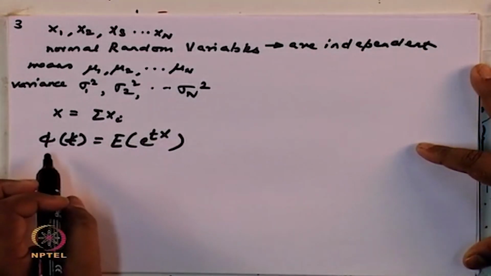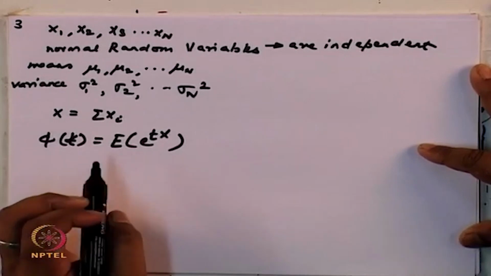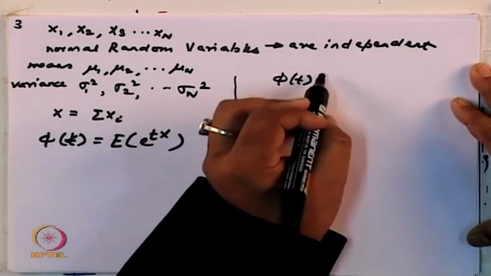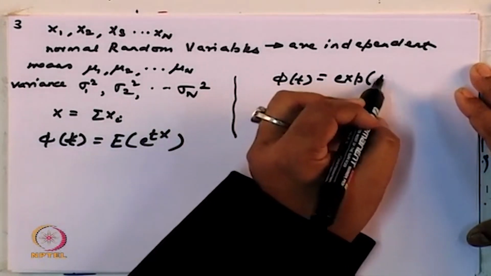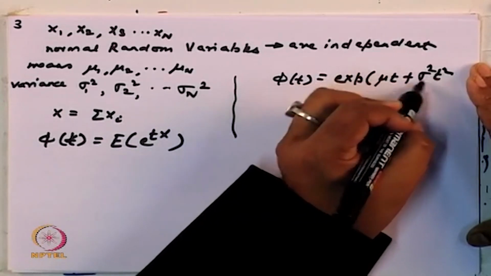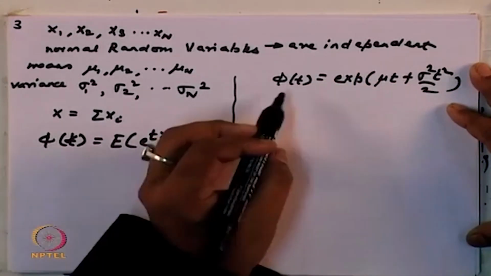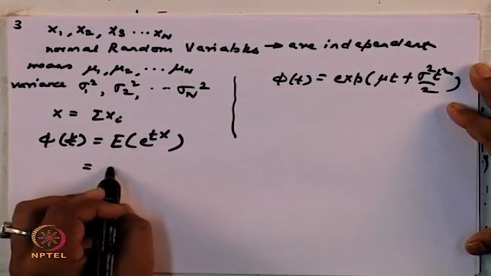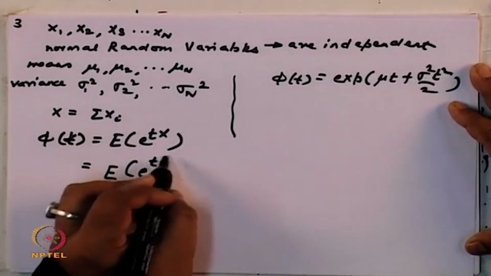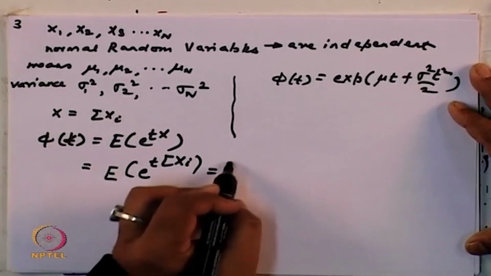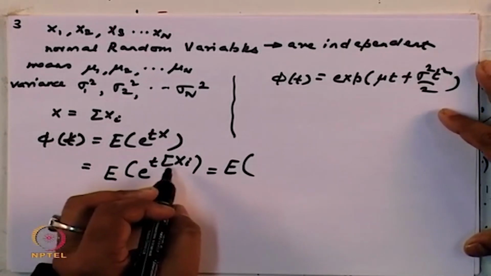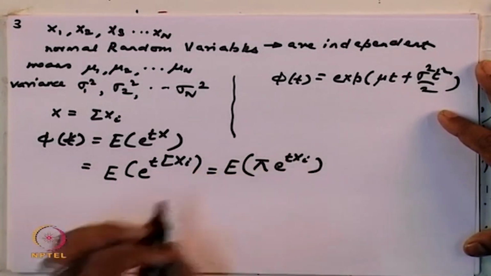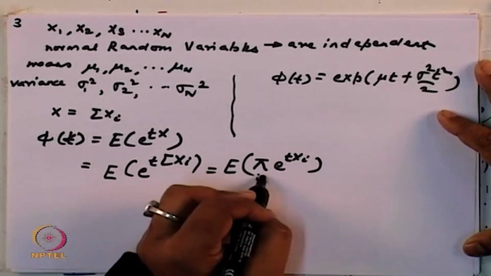Okay. So, your moment generating function becomes phi of t equal to expectation of e to the power t x. In last class, we had derived that the moment generating function gives you the expression exponential of mu t plus sigma square t square by 2. Okay. So, this is for a single variable. So, for this case where x is summation xi, I can write e to the power t summation of xi, and e to the power t summation of xi can be written as expectation of product of e to the power t xi, where the product is over xi, i equal to 1 to n.